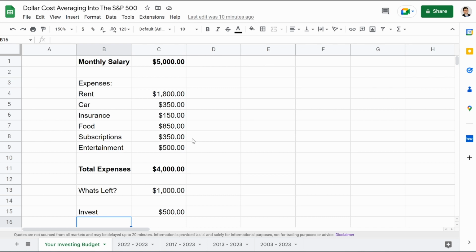And before we keep going, remember, this is not financial advice. This is purely for education and entertainment purposes only. Do your own research before you invest. But let's say you need a starting point. How much money should I invest?